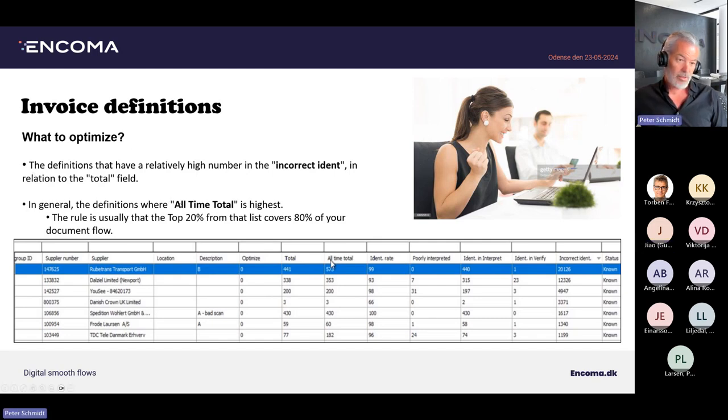The other thing, all-time total, look at those, and you can also sort on that field. A rule of thumb is that if you can optimize 20% of your top, of those that you're receiving most invoices from, you can almost cover 80% of your invoice flow. So meaning if you actually can go in and approve it, you will not see 80% of your invoices in Verify.